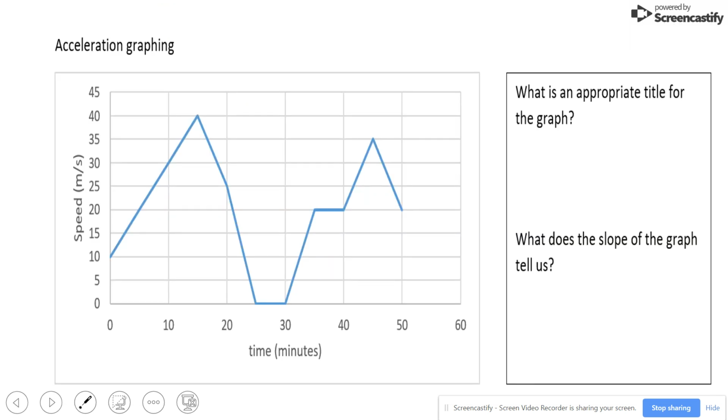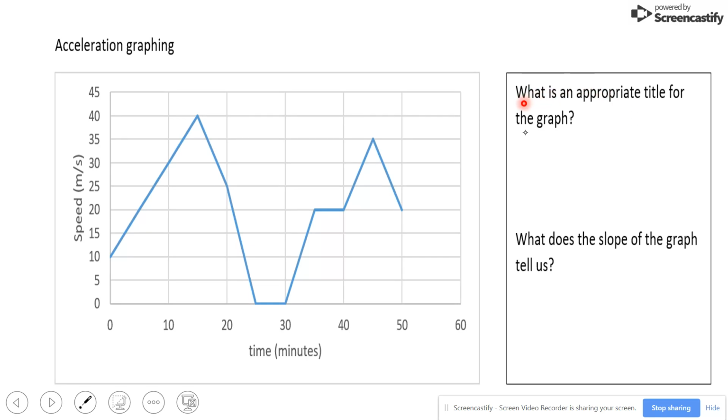Okay, for the graphing acceleration, so we're looking at this type of graph here. If you notice, we've got speed on the side, we've got time over here, as opposed to our other graph we looked at the other day in class. What we had on our Y was our distance, and then down here was time.